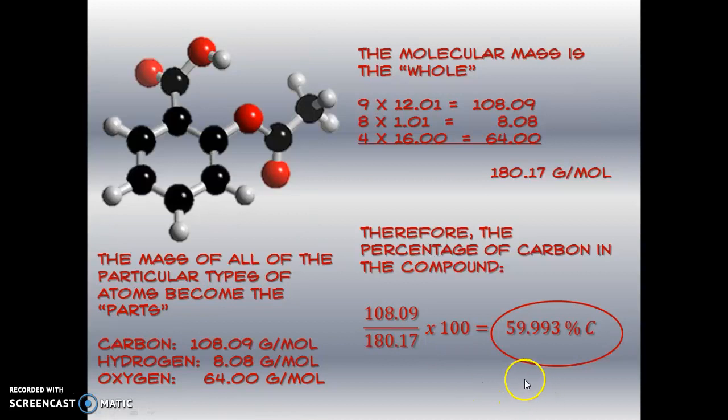If I want to know the percentage of hydrogen, then I would take the 8.08 and divide it by the 180.17. It is worth noting that for the percentage of hydrogen, I will only have 3 sig figs in my answer, because there are only 3 sig figs in that hydrogen mass. And I would have 4 sig figs in the oxygen. So I leave that as an exercise for you if you want to go back and calculate the percentage of hydrogen and the percentage of oxygen. You would do each one the same way. You take this number divided by the total.